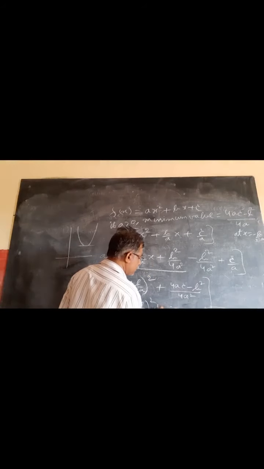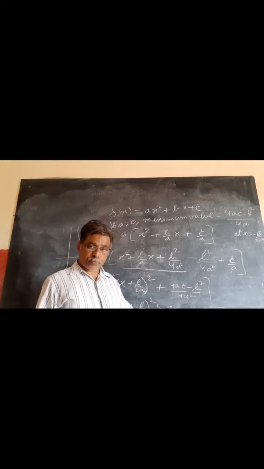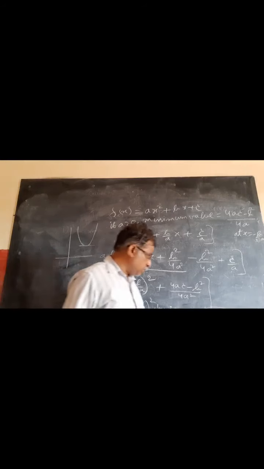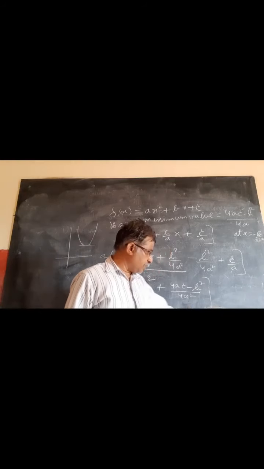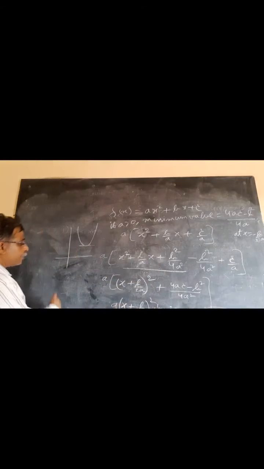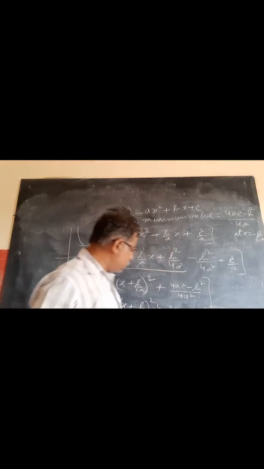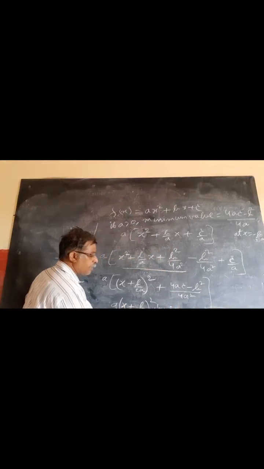Now I am adding the same 4ac minus b square by 4a. This whole expression is less than or equal to 0 plus this, means 4ac minus b square by 4a. It should be less than or equal to this. So maximum is this, but it can be less than this. Means if a is less than 0, then the graph will be like this, you know that. So this is the maximum value. When does it become equal? If x equal to minus b by 2a.